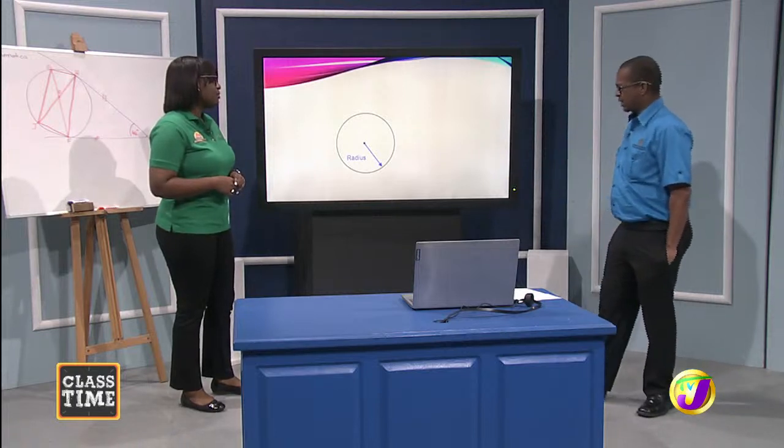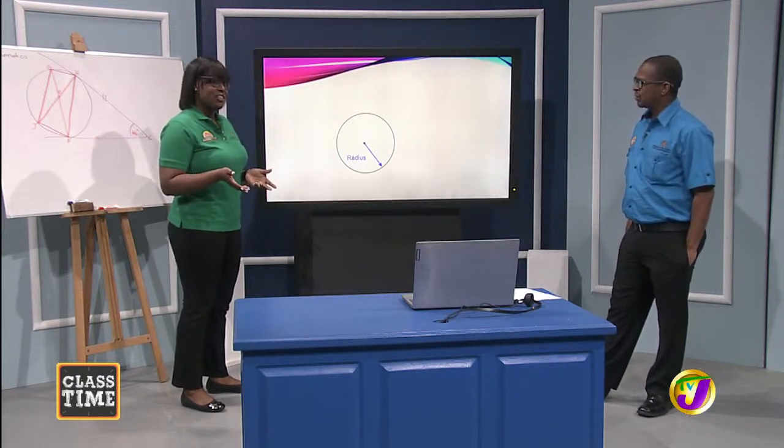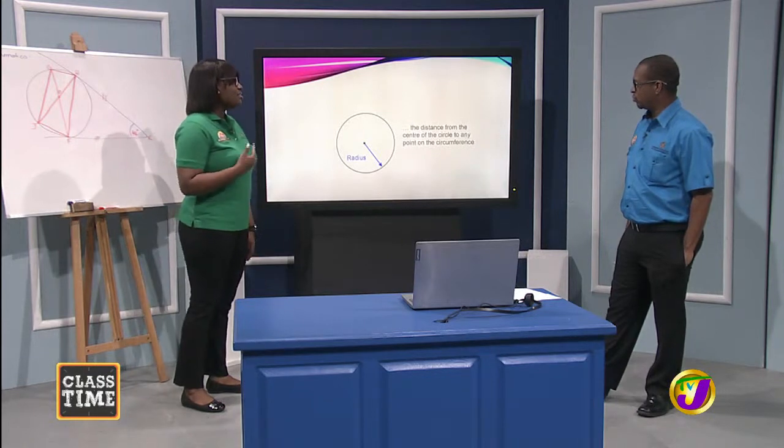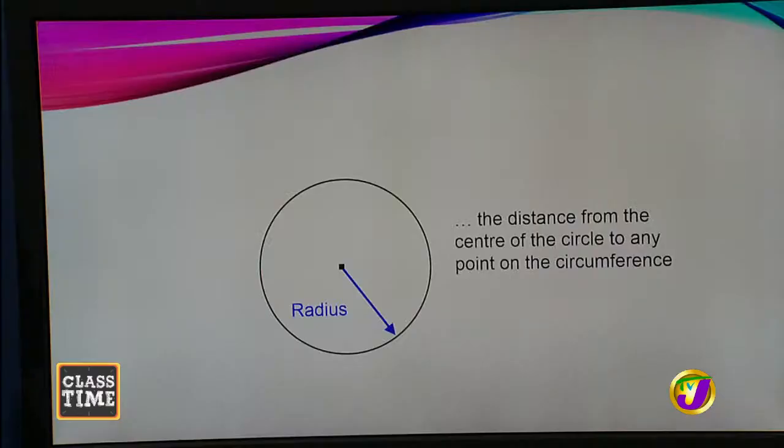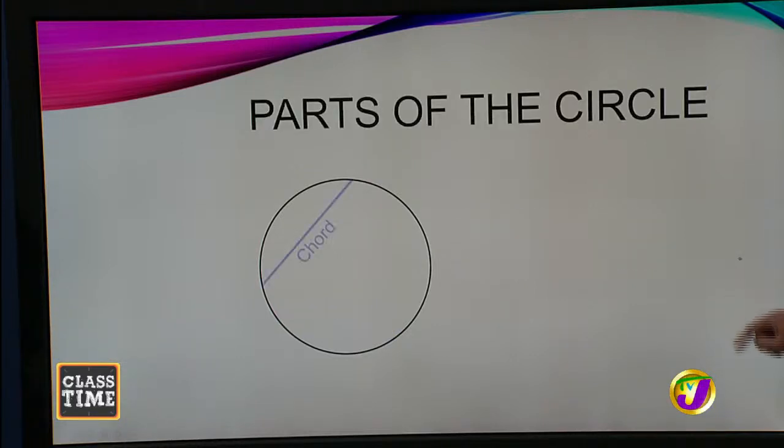We also identified the radius earlier, and we did say the radius is the distance from the center of the circle to any point on its circumference. So here we have the radius. I'm seeing this touching 2 parts on the circumference, but it's not passing through the center. So it's a chord. When we have a line that touches 2 parts of the circumference, not going through the center of the circle, it's a chord and not a diameter.